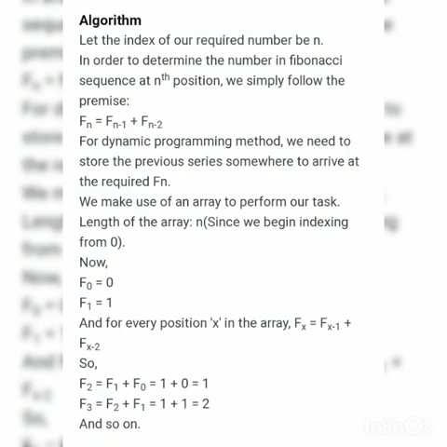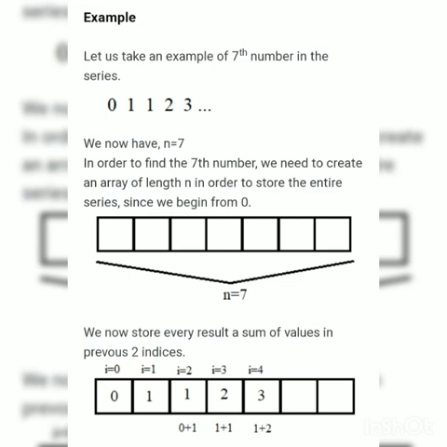So F(2) is equal to F(1) plus F(0), which is 1 plus 0, that is equal to 1, and F(3) is equal to F(2) plus F(1), that is 1 plus 1, that is equal to 2, and so on. Let us see an example for a better idea. Let us take an example of the 7th number in the series 0, 1, 1, 2, 3, and so on.